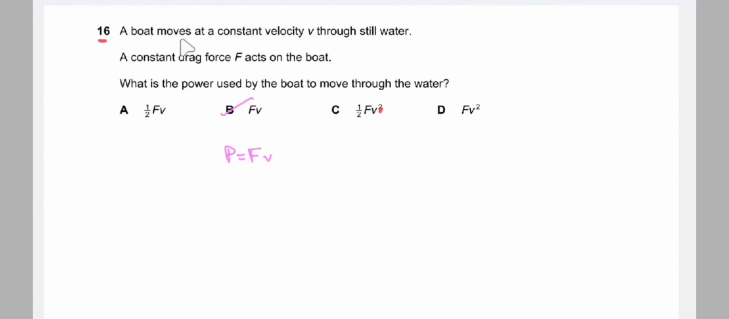Question number 16. A boat moves at a constant velocity v through still water. A constant drag force F acts on the boat. What is the power used by the boat to move through the water? We know that power is equal to force into velocity. So power is equal to force into velocity. That's why the option is B.